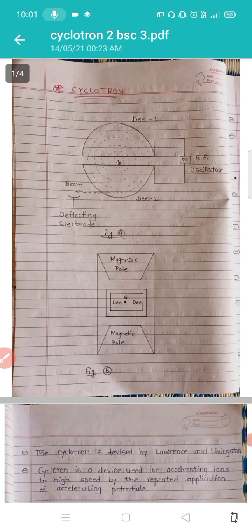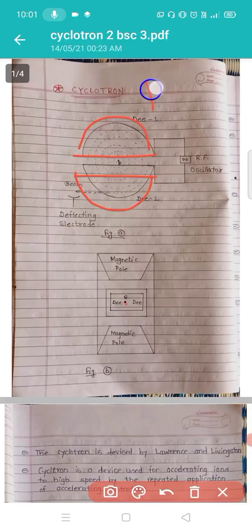In this, we have the two flat semicircular metal boxes called Ds. See, there is D1 and D2, these are the two semicircular Ds. These are connected to the RF oscillator. Okay, in between the two Ds there is a source of ions S, and in between the two Ds there is a small gap. Okay, this is the construction of the cyclotron. Understood?